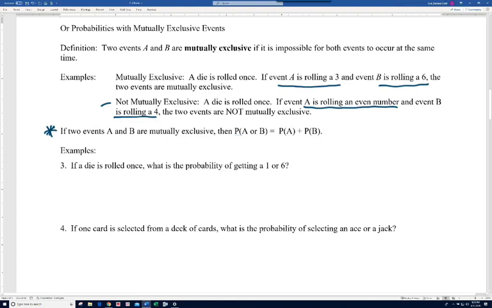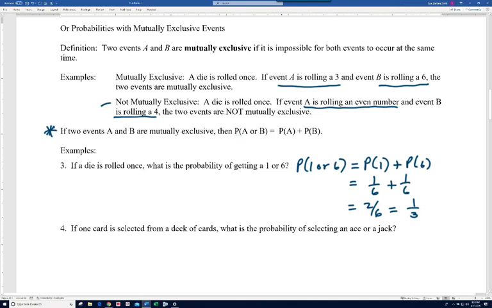In number 3, it says, if a die is rolled once, what is the probability of getting a 1 or a 6? Well, if you roll a die one time, you can't get a 1 and a 6. So these are mutually exclusive events. And so the probability of getting a 1 or a 6 is equal to the probability of getting a 1 plus the probability of getting a 6. So that's going to be 1/6 plus 1/6, which is 2/6, which of course reduces to 1/3. So again, I would encourage you to try the next one and then watch the video.